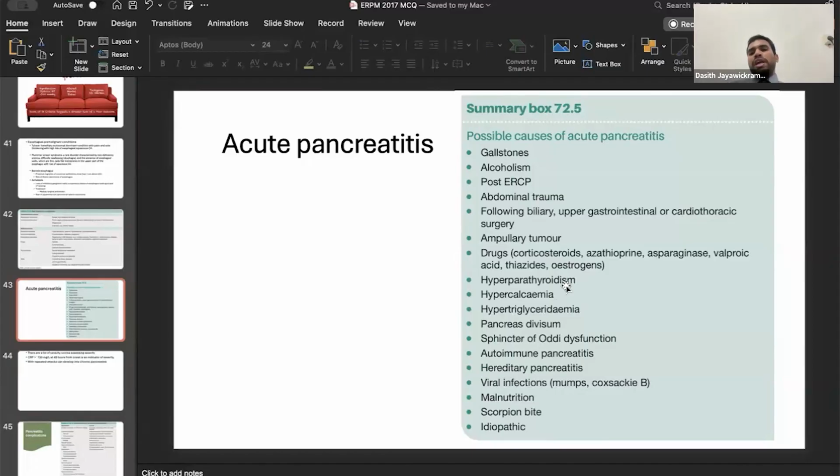So what is the most common etiology? It is either alcohol or gallstones. This is the most common etiology for pancreatitis. Just remember alcohol and gallstones.